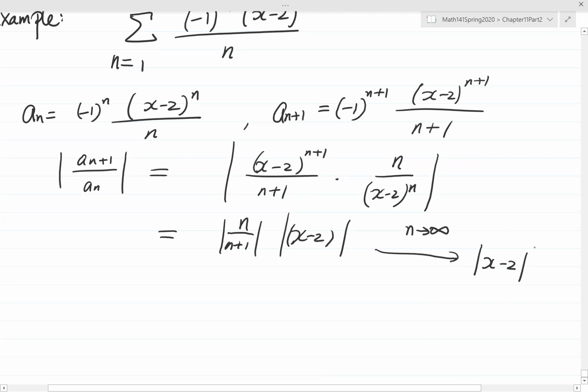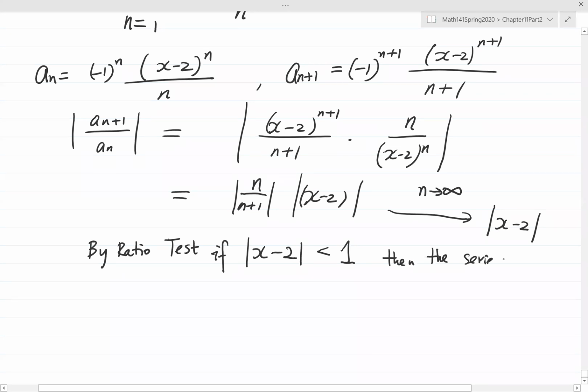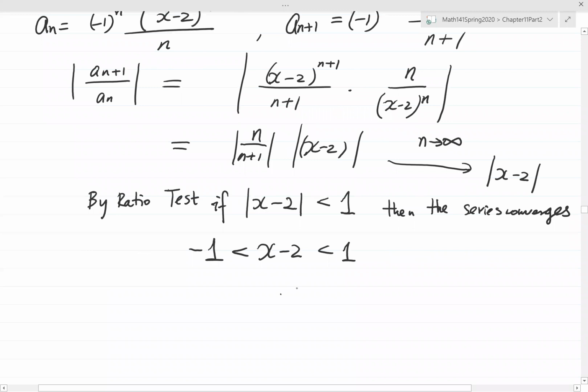Now by the ratio test, if the absolute value is greater than 1, it diverges. If it is less than 1, then the series converges. So the absolute value of x minus 2 is bounded by 1 from above and bounded by negative 1 from below. Then we can conclude that x is between 2 plus negative 1 and 2 plus 1.